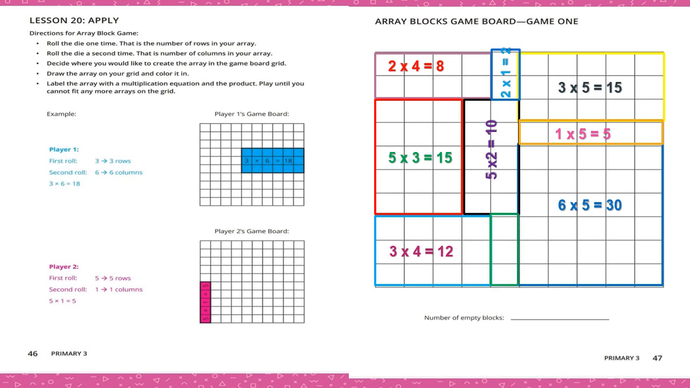Here we have 3 rows and 1 column. Then we write 3 times 1 equals 3. We write number of rows times number of columns. Number of empty blocks. Do we have any empty block here? No. So number of empty blocks is 0.